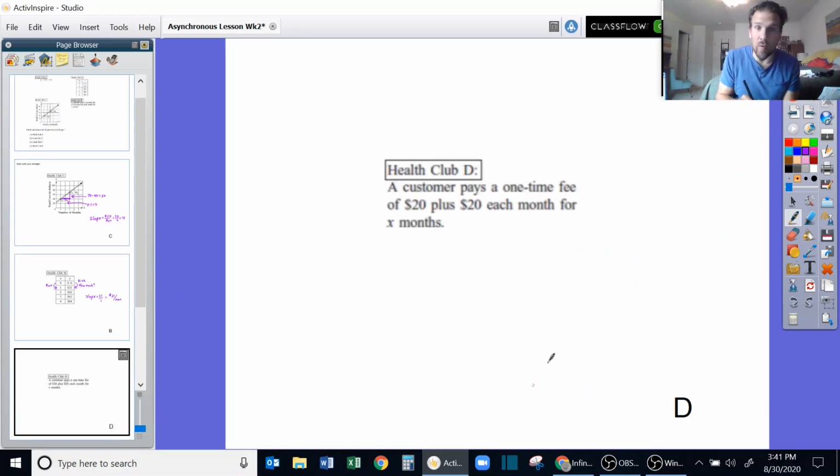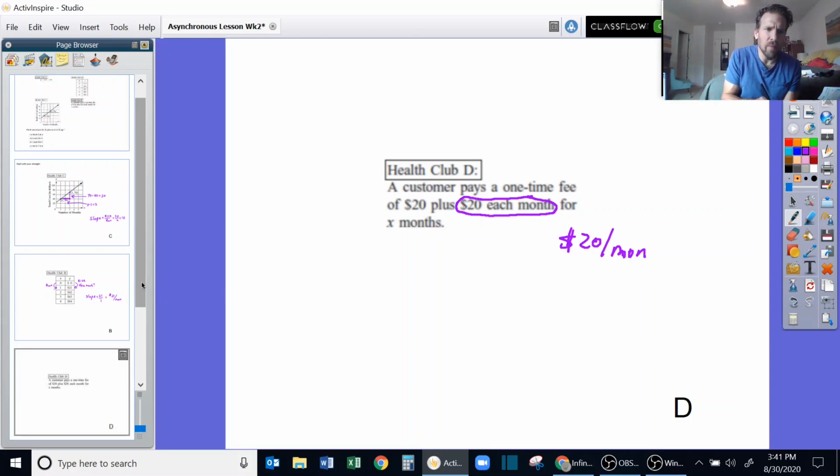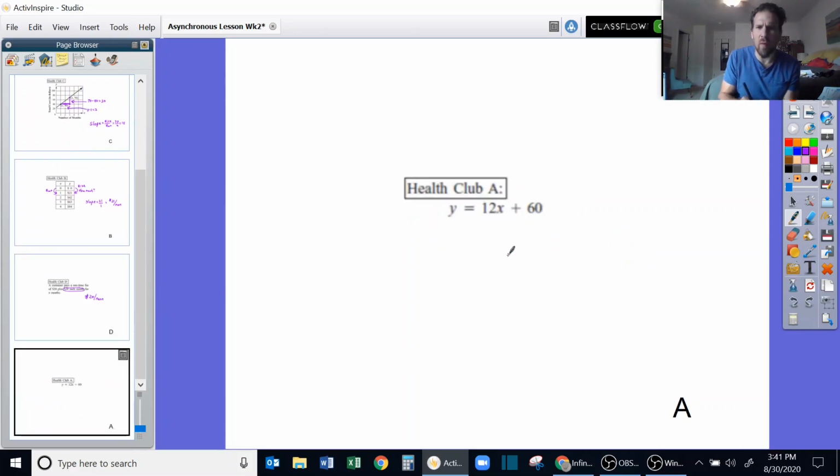Now we can go to our story situation. Well, here we actually have a pretty easy situation. We know that they told us that it's $20 for Health Club D each month. $20 per month. And this one we just have to read carefully in the story situation. This one has a different starting point. This one starts at $20, but the rate of change here that Health Club D is charging is $20 per month. And then our last one comes from our equation.